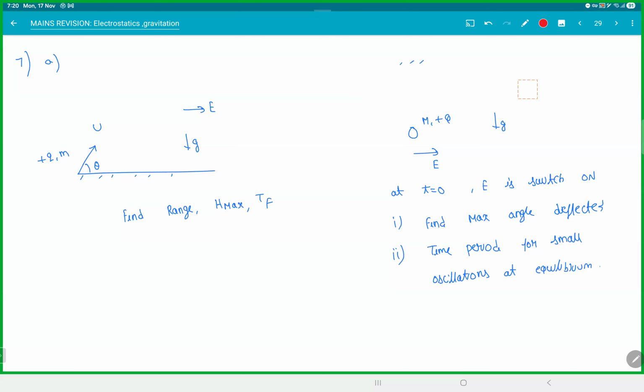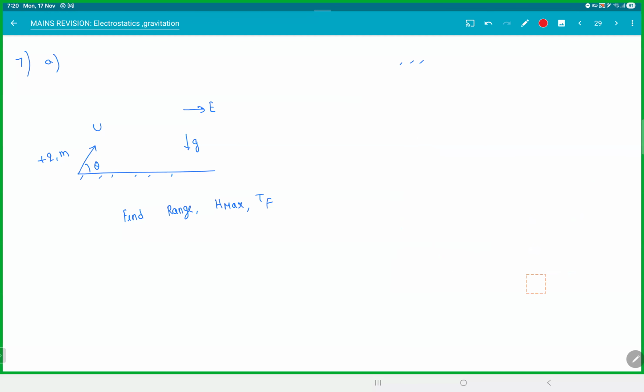First was easy. If you remember the H max formula, this is u vertical square by 2 times a vertical. The electric field is not going to affect anything in the vertical direction. So the H max will remain the same, u square sine square theta by 2g. Time of flight is 2 times u vertical by a vertical. Again, the horizontal electric field will not affect the vertical direction, so the time of flight will remain the same.